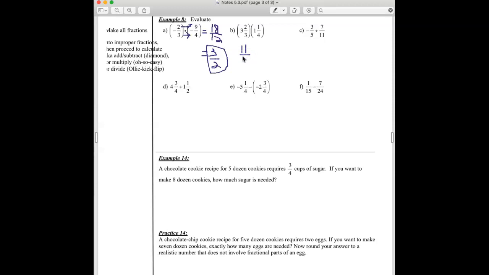11 thirds. If you heard that right now, it's my cat going crazy on the chair I'm on.